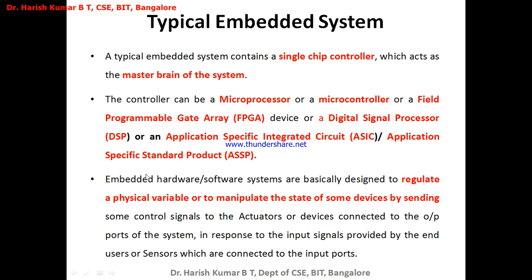Now the embedded software system basically performs this. It monitors the physical variable or the input variable and manipulates it according to the control logic or the control algorithm that is written, and also sends the control signals to the actuators connected to the output port of the system. That is what the embedded software system does.